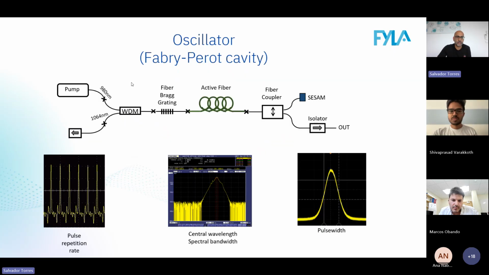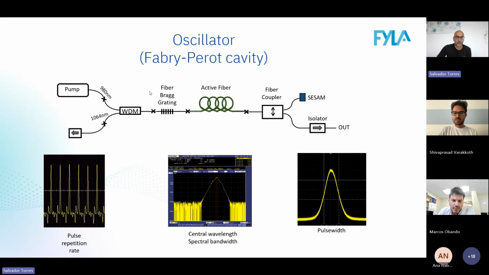The oscillator is the initial part of the system, and its purpose is to generate light pulses. There are many different schemes for constructing an oscillator. Here you can see a simple design of a Fabry-Perot cavity in fiber, where there is a doped fiber between two mirrors that in this case are a SESAM, a semiconductor saturable absorber mirror, and a fiber Bragg grating.